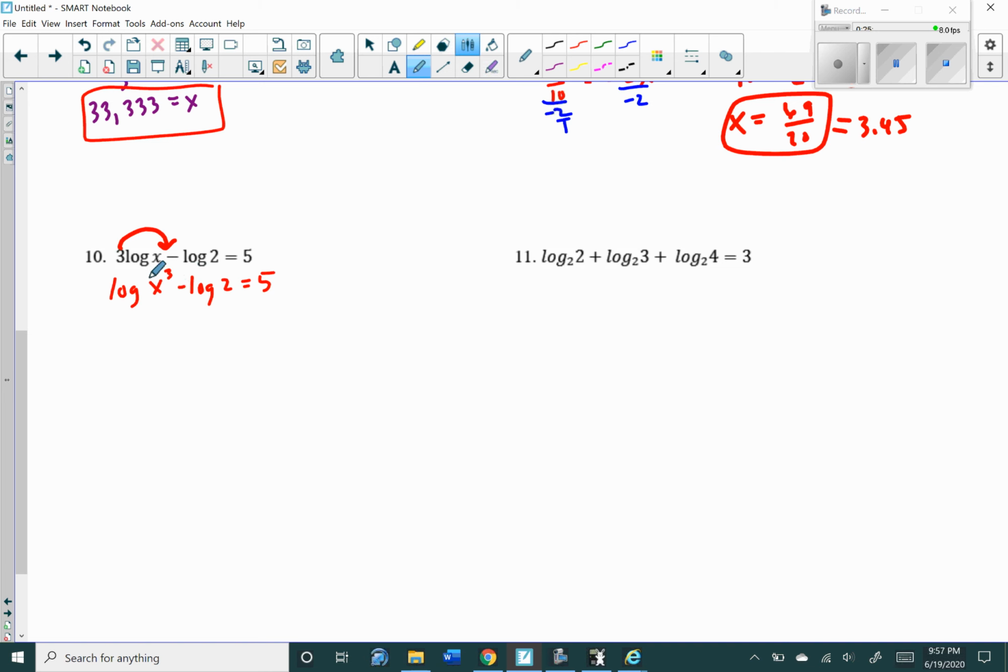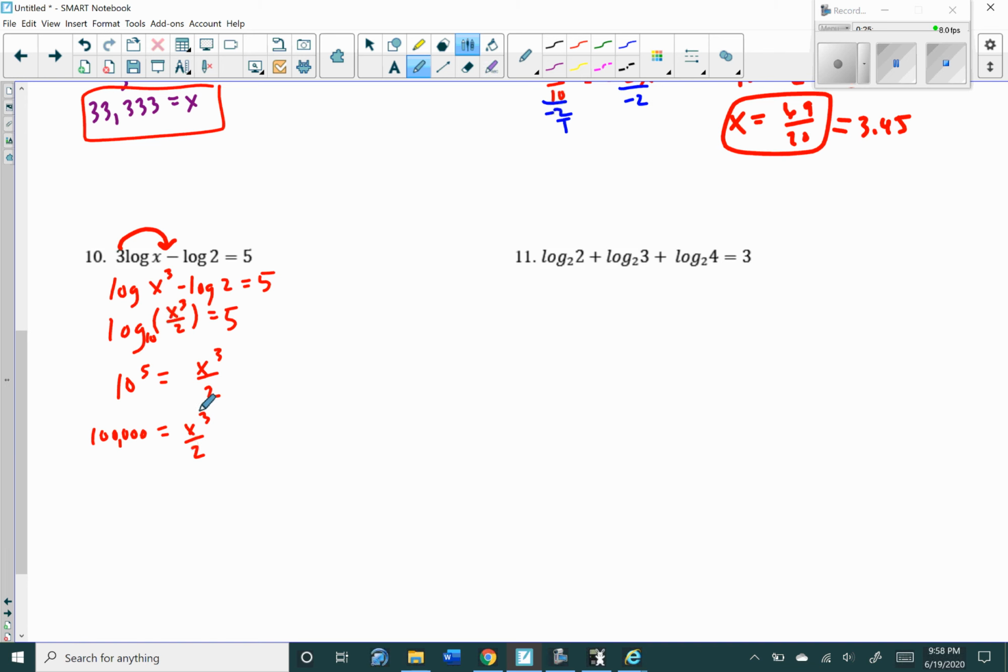Now if I have two logs being subtracted, I can use my properties and divide the arguments. So this would be x cubed over 2 equals 5. Remember, this is base 10 when it's not written. Now that this is isolated, I can go ahead and rewrite this in exponential form. 10 to the 5th is equal to x cubed over 2. 10 to the 5th is 100,000 equals x cubed over 2.